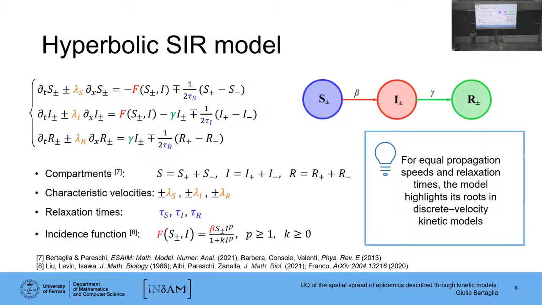Thanks. Yes, it could be extended to a ring, and then you have more compartments and periodic boundary conditions. Yes, exactly. Actually, we can use the boundary conditions that we prefer here, like no-flux boundary conditions or periodic boundary conditions, it depends, but we extended it to a network approach. I will tell you.